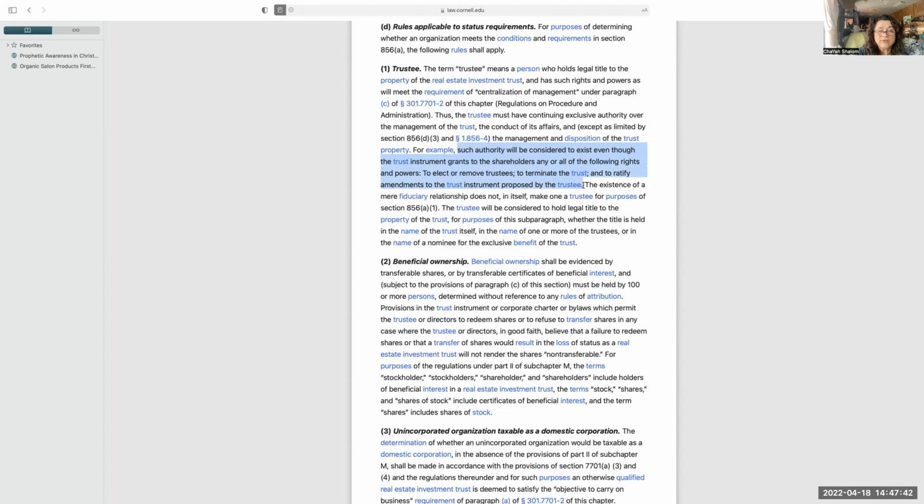The existence of a mere fiduciary relationship does not in itself make one a trustee. Whoa. Did you see this part right here? The existence of a mere fiduciary relationship does not in itself make one a trustee for purposes of section 856A1. The trustee will be considered to hold legal title. Did you see that? The trustee will be considered to hold legal title to the property of the trust for purposes of this subparagraph, whether the title is held in the name of the trust itself, in the name of one or more of the trustees, or in the name of a nominee for the exclusive benefit of the trust.